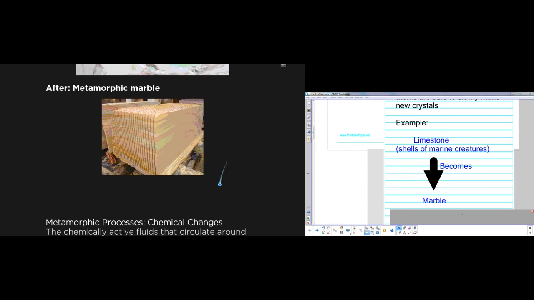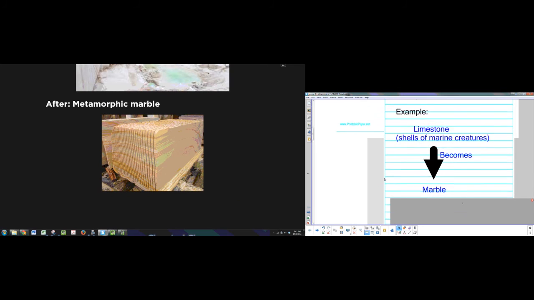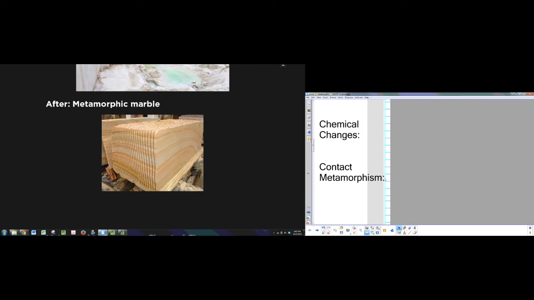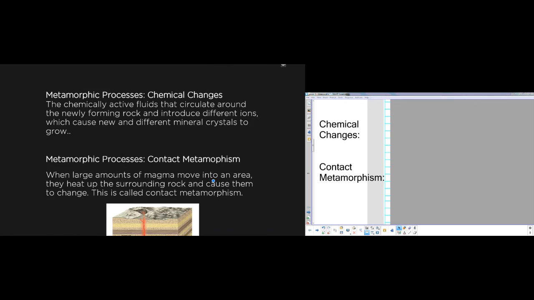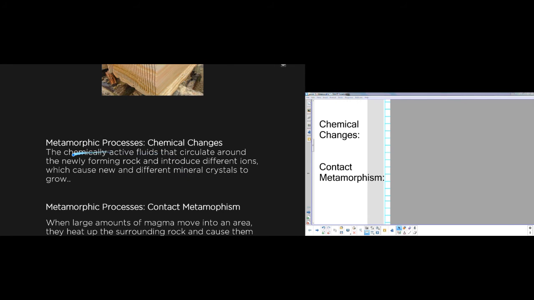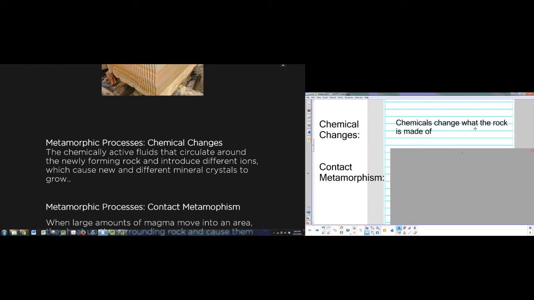So that is recrystallization. The next one is chemical changes. The chemically active fluids that circulate around a newly forming rock introduce different ions which cause new and different mineral crystals to grow. So not only is there heat and pressure and recrystallization going on, but there are chemical changes that can change what the rock is made of. So sometimes metamorphic rocks are made of something kind of new.